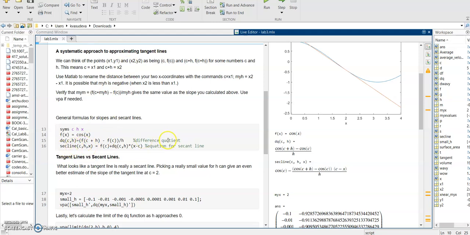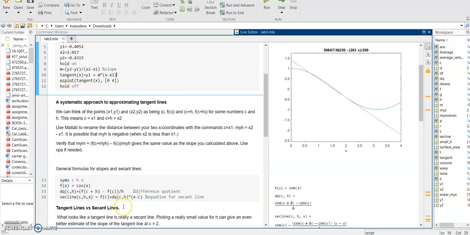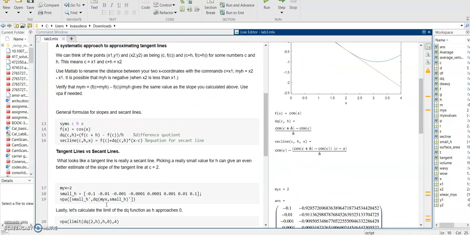Similarly, my secant line, which is actually the tangent line, where y1, so my y1 here is f of c. I have f of c. Now the slope is dq of c comma h times x minus x1. Now my x remains the same. My x1 is going to become c. That is what I have. See that? I'm just changing everything to functions. Okay, that is so far so good.